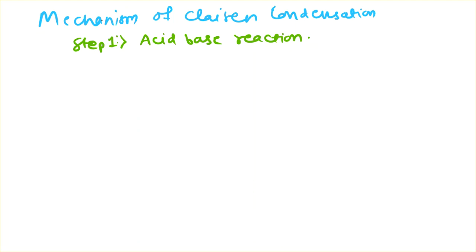Listen to my words, the alkoxide functions as a base. What is our alkoxide? From this NaOR we can get RO minus. This is our alkoxide. So this removes the alpha hydrogen, giving the reactive ester enolate. Now this is basic in nature.